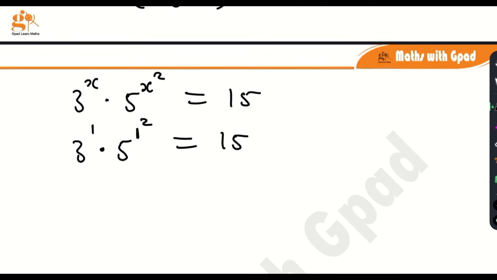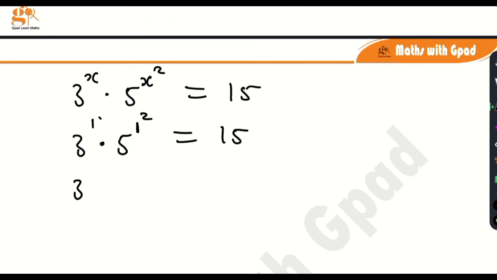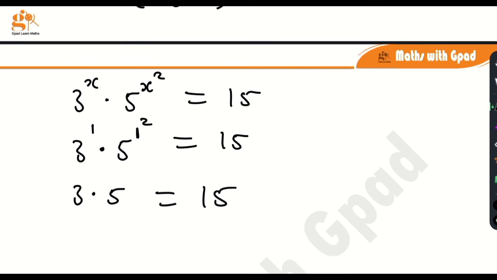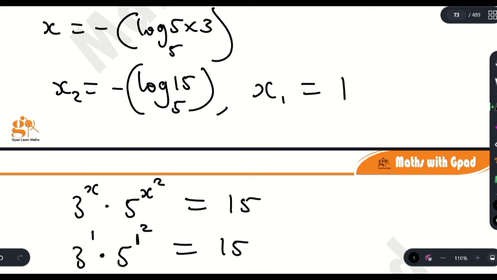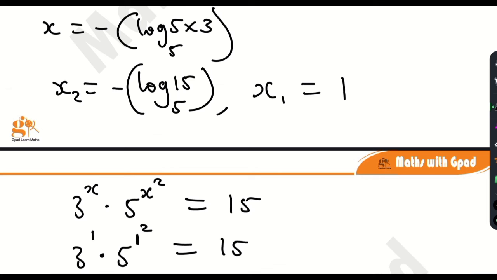Let's see. That's 3 raised to power 1 is 3 times 5 raised to power 1 squared is also 1. And 5 raised to power 1 is also 5. So, of course, 3 times 5 is what? 15. So, yes, we have been able to prove that the value of x is 1. And I'm sure the other value is also what we got here, which is what? Negative log 15 base 5.